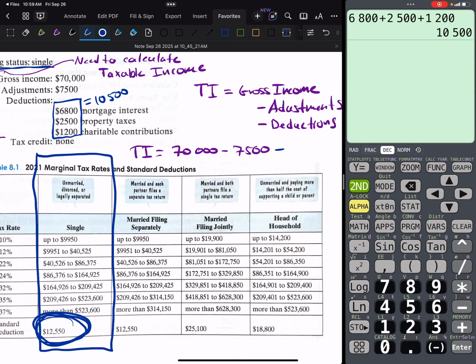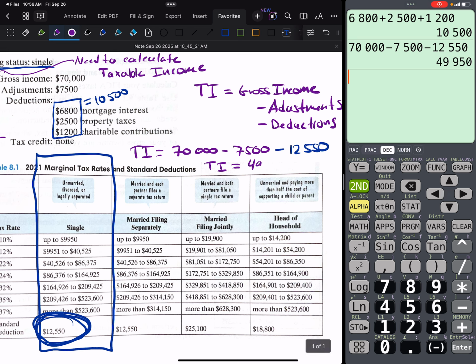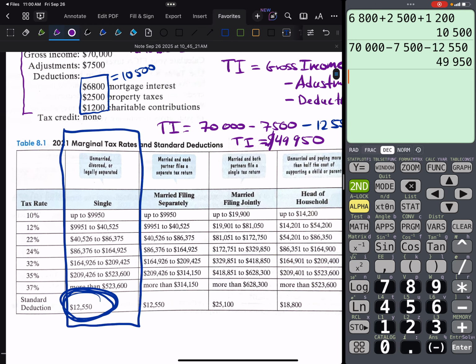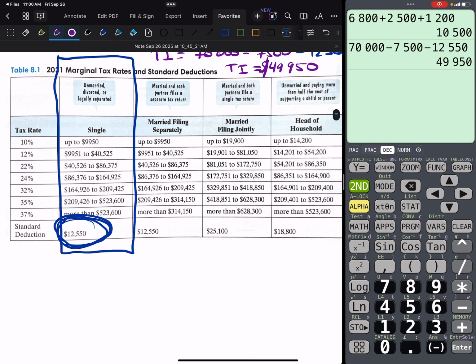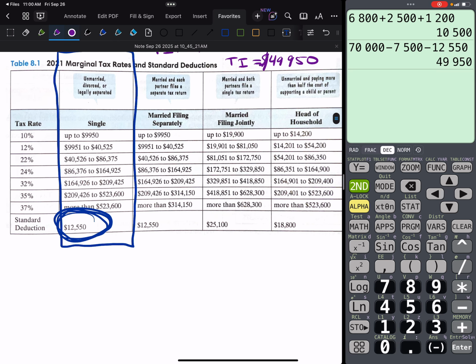And so then we subtract the 12,550. And so my taxable income here is going to be 70,000 minus 7,500 minus 12,550. And that gives me a taxable income of $49,950. Okay, what do we do with that taxable income of $49,950?